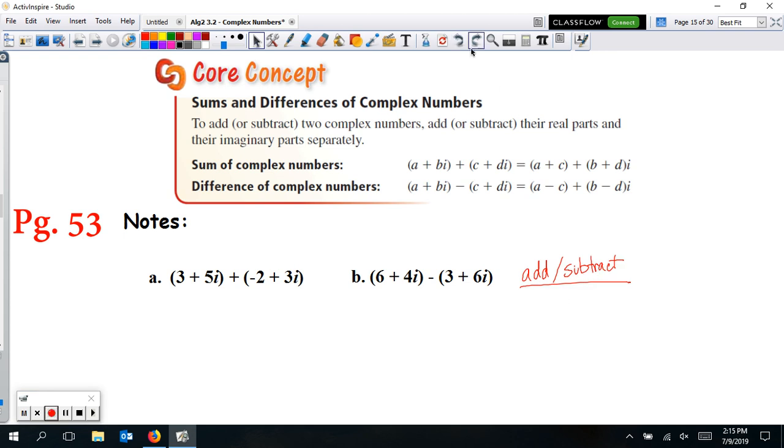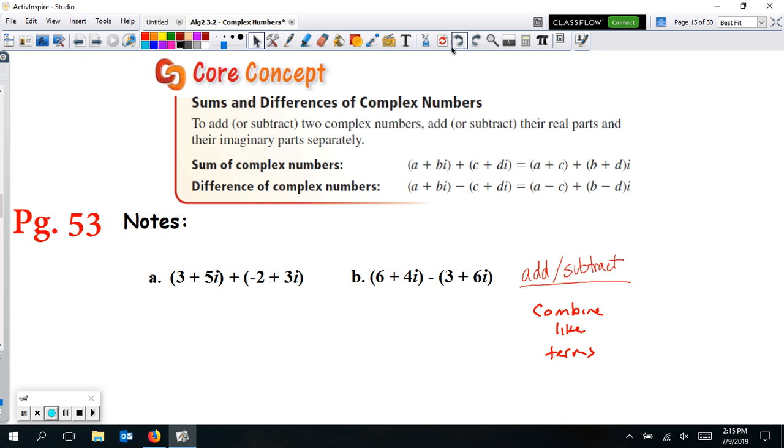When you add or subtract, an easy way to remember it is really just you're going to combine like terms. And that's kind of what we're doing. We're combining like terms here. So if we can kind of pretend for a minute that this is like an x, if it was a variable and we were to add these together, we would just put 3 and negative 2 together and these terms together because those are like terms. So adding and subtracting complex numbers is just like combining like terms that you should have done in Algebra 1, even in pre-algebra.